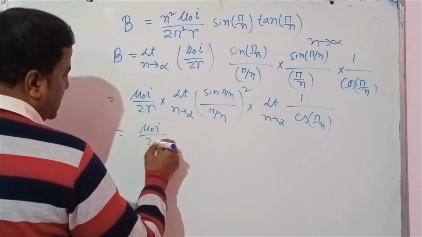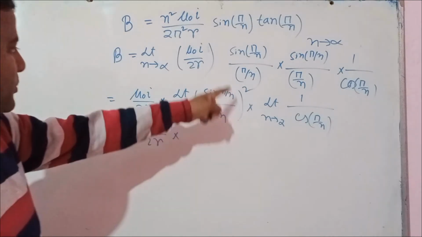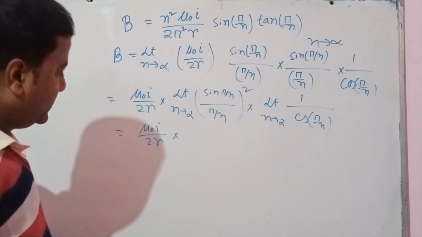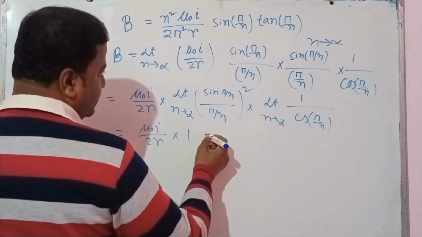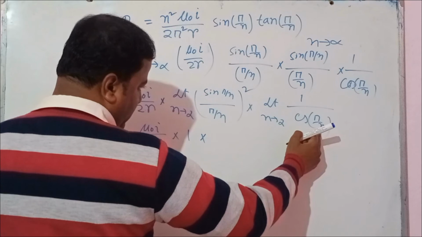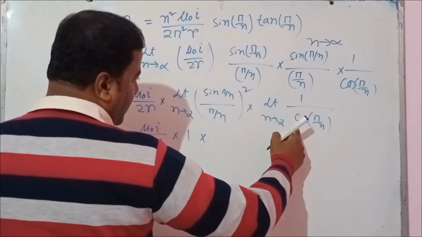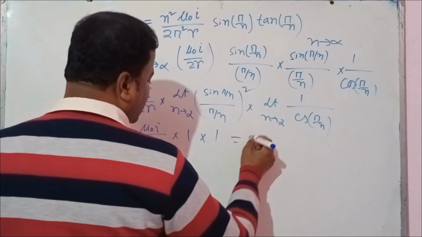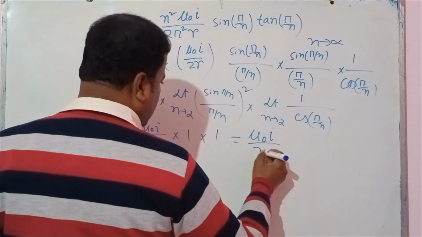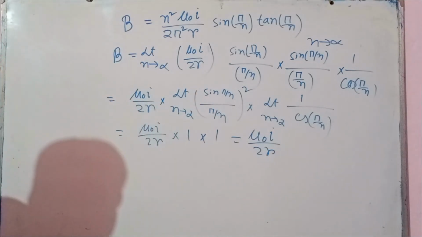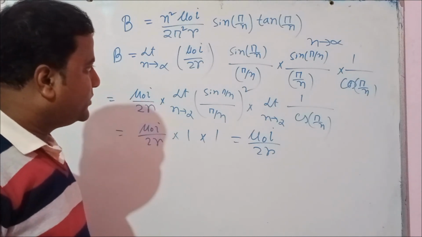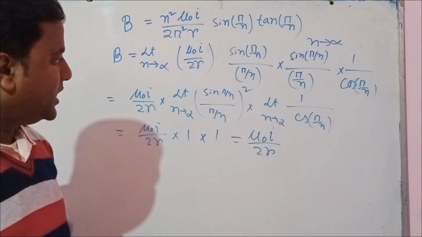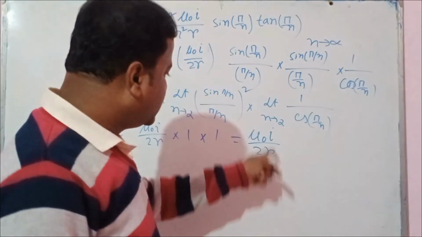Mu naught I upon 2r into, from the formula of limit we know sin theta by theta equals 1, and when n tends to infinity, this goes to cos 0 and this is also 1. Therefore we get B equals mu naught I by 2r. Here we see that when the number of sides of the polygon goes to infinity, then it tends to mu naught I by 2r. What will be the significance of this result?